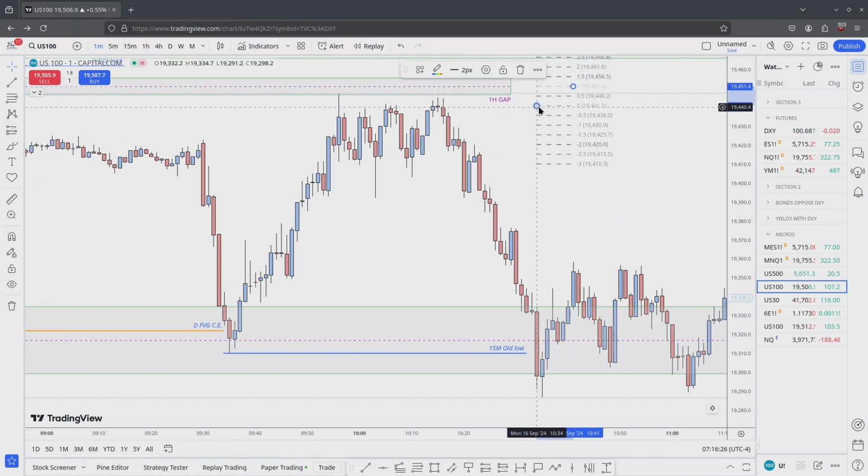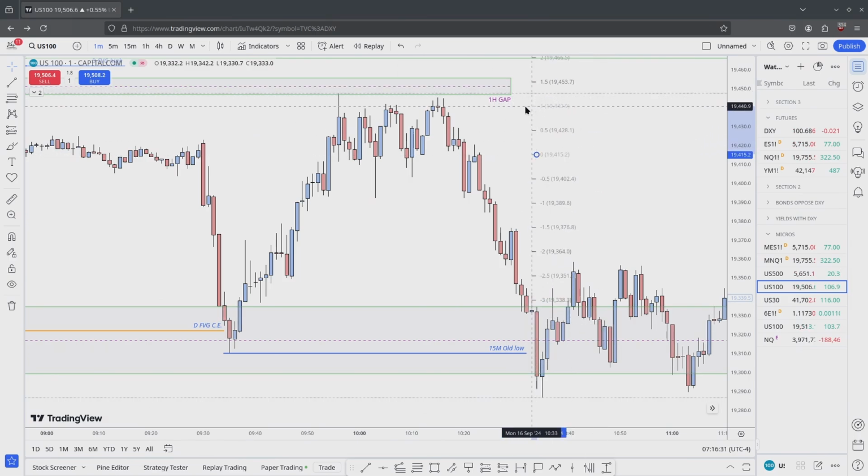See if I turn this around. I don't think I have any more levels on. Okay, maybe I do, maybe I don't. I don't think I have though.